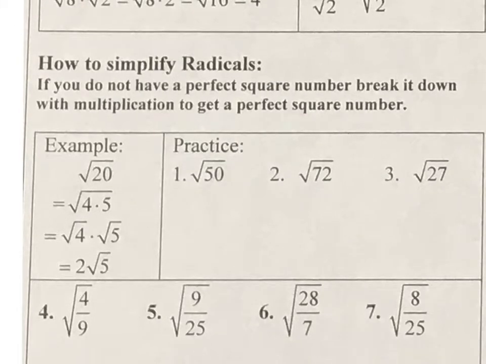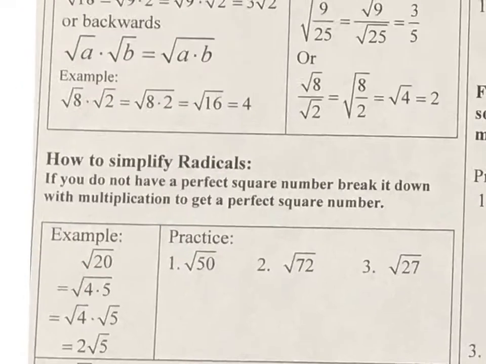Now, how to simplify radicals. Again, let me repeat, I already mentioned this. If you don't have a perfect square number, break it down with multiplication to get a perfect square number, all right? So the square root of 20 is not a perfect square number. 25 would be, 16 would be, but 20 is not. So we do not like the square root of 20. If you do the square root of 20 on a calculator, you get an irrational decimal. It's a crazy long decimal. So we want a perfect square number, so we're going to rewrite it with multiplication. So would I rewrite this as 2 times 10? Heck no. Why not? Because 2 is not a perfect square, 10 is not a perfect square, but 4 is a perfect square.